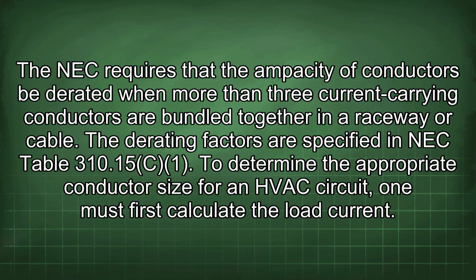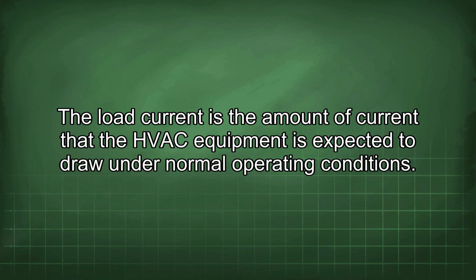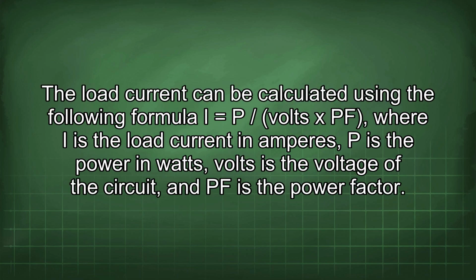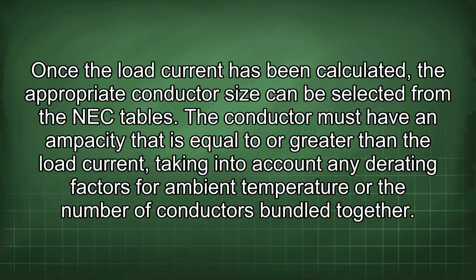To determine the appropriate conductor size for an HVAC circuit, one must first calculate the load current. The load current is the amount of current that the HVAC equipment is expected to draw under normal operating conditions. The load current can be calculated using the following formula: I equals P divided by (volts times PF), where I is the load current in amperes, P is the power in watts, volts is the voltage of the circuit, and PF is the power factor. Once the load current has been calculated, the appropriate conductor size can be selected from the NEC tables.